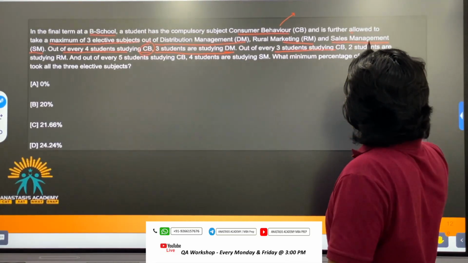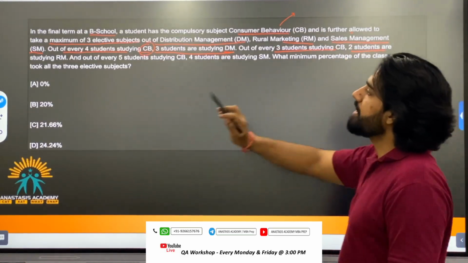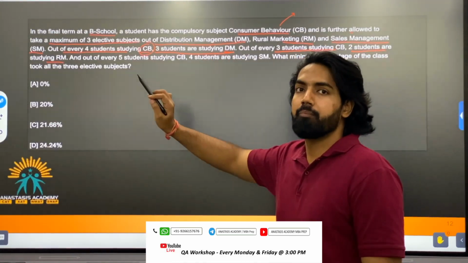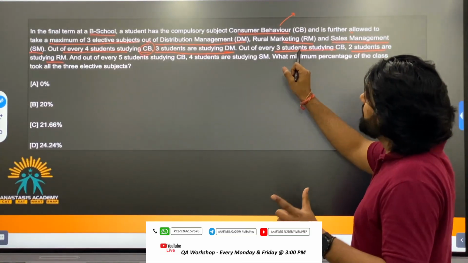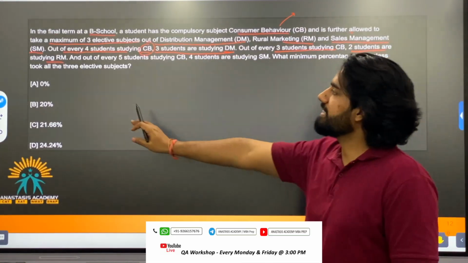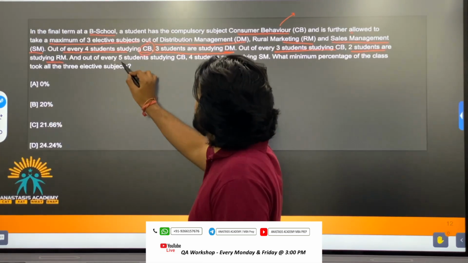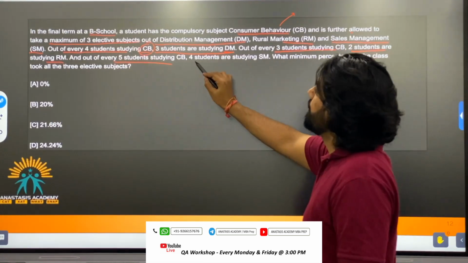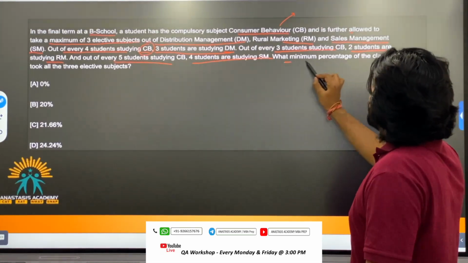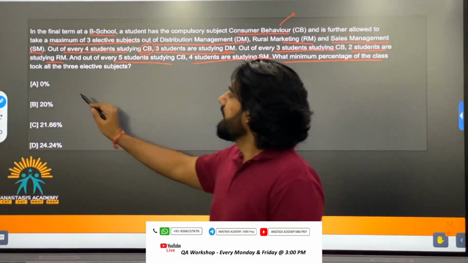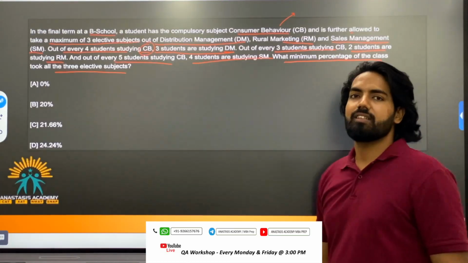Out of every 3 students studying CV, 2 students are studying RM. And out of every 5 students that are studying CV, 4 students are studying SM, the third elective. So what is the minimum percentage of the class that took all the 3 elective subjects?